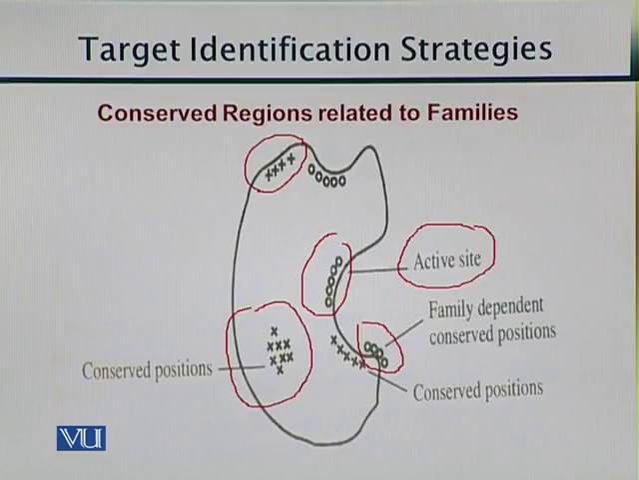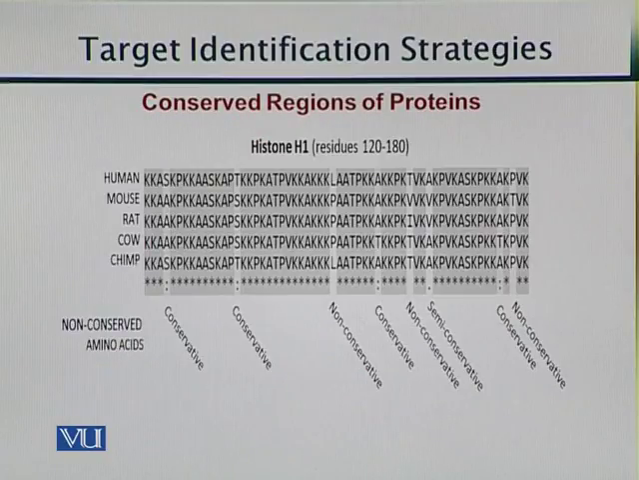If they are related to families, it would be very easy to identify unknown proteins when compared against the given or already developed proteins. Again, here we have given an example of conserved regions of proteins. We have different amino acids, and we have shown the structure of different organisms, such as humans, which is shown by this first line. Then we have mouse, rat, cow, and then chimpanzee.